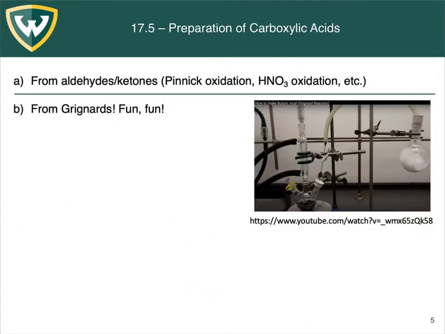so you already know how to form some carboxylic acids from aldehydes and ketones using the Pinnick oxidation, the nitric acid oxidation, or the chromic acid oxidation. But they can also be formed from Grignards, which is pretty exciting. So you can form your Grignard reagent here in your flask, and then over here there's crushed dry ice, and as that warms up, CO2 will bubble up through this tube, down through this needle, and into this solution, where the Grignard will react with it.